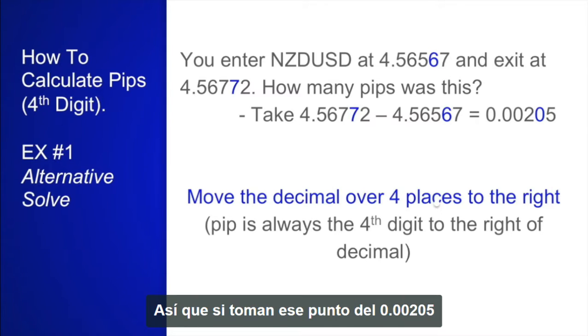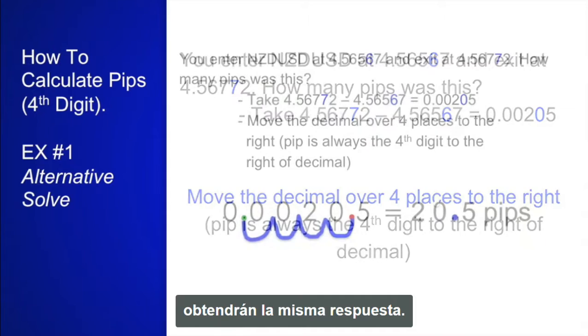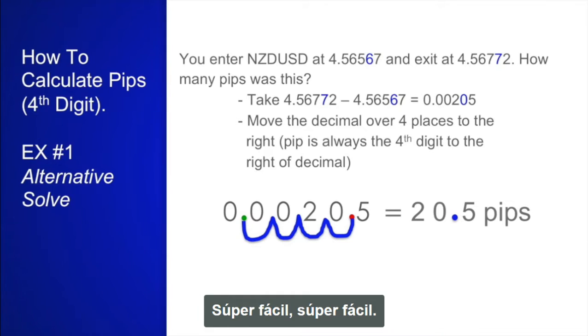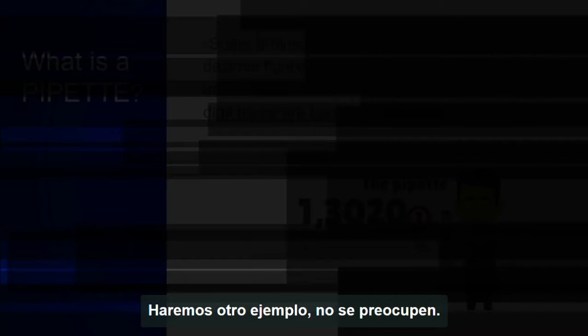So if you take that point where it says equals 0.00205 and you slide that thing over 4 places, you will get the same answer. So here's what it looks like written out for you, for those of you who are visual people. See how I took the decimal and I slid it 1, 2, 3, 4 equals 20.5 pips. Super easy. We're going to do another example, don't worry.